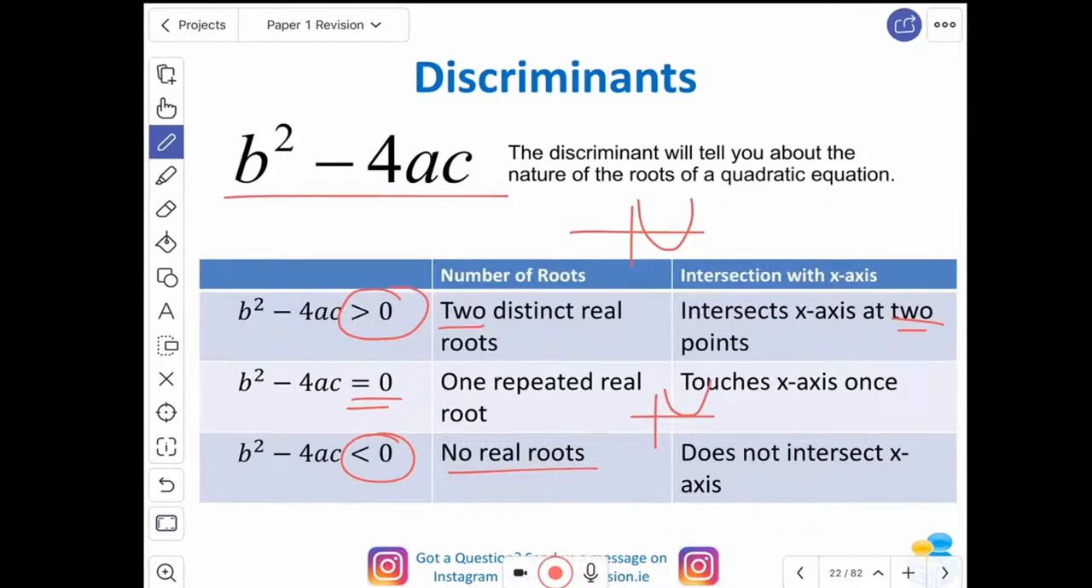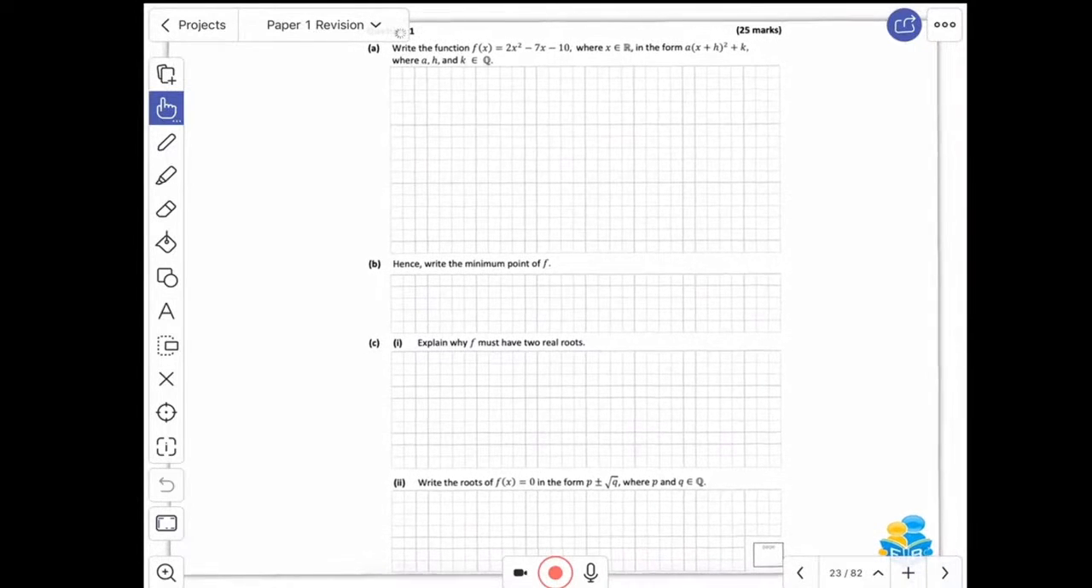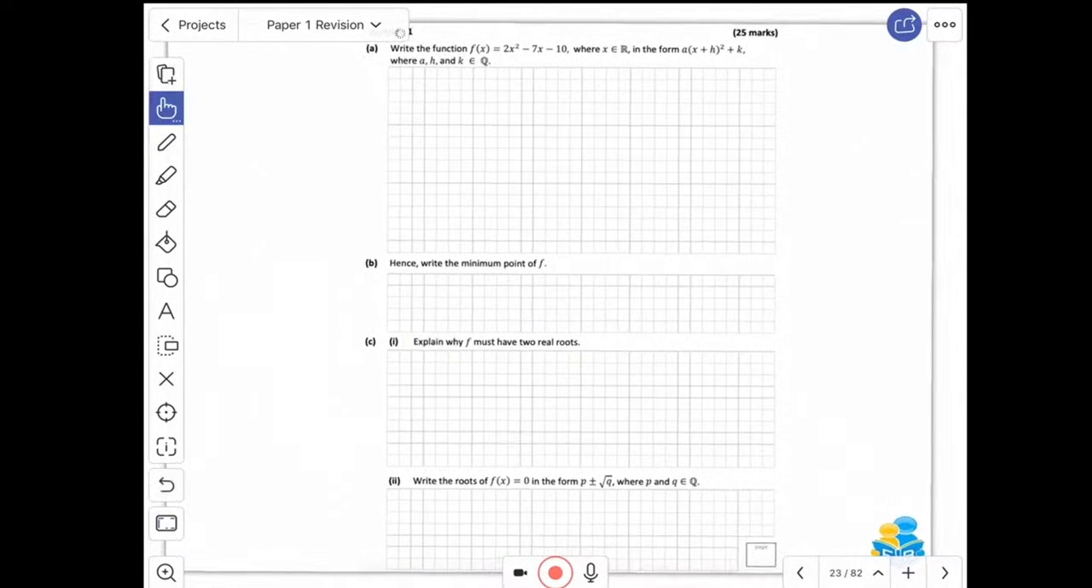Now, I'm not going to go through this entire exam question next, but it's just to show you how all those things that I've gone through in the last 10 minutes came up as a section A question. So it says write the function f(x) equals 2x squared minus 7x minus 10, where x is an element of R, in the form a(x plus h) squared plus k. So that's them basically saying to you they want you to complete the square.